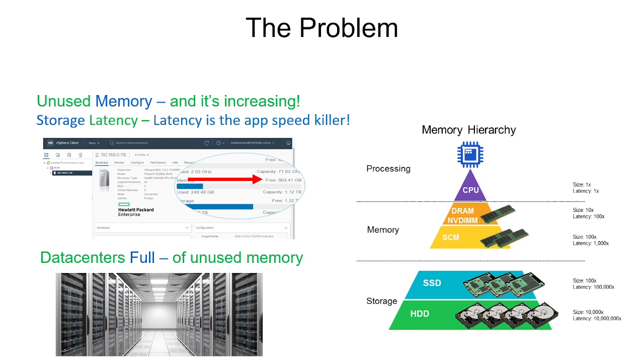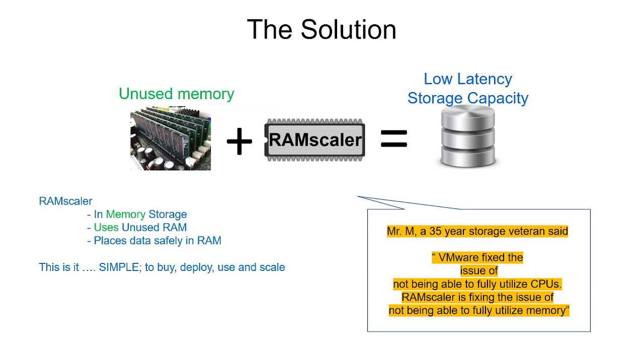So with RAMscaler, we're able to take data from disk and put it into memory. That's all of the data for the applications that are running in virtual machines. So effectively, the storage your virtual machines are now consuming with RAMscaler is in fact memory, and that's unused memory on all of the servers in the data center.